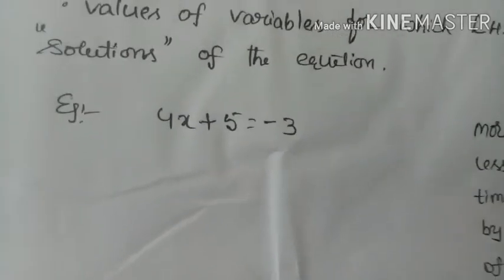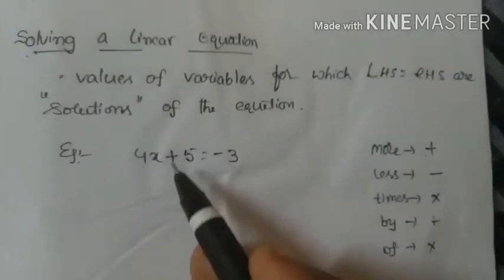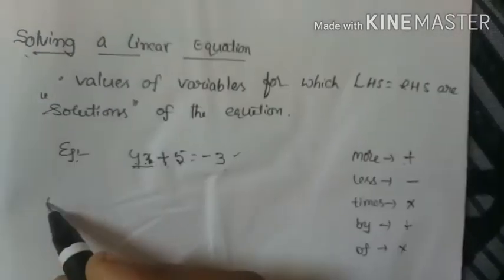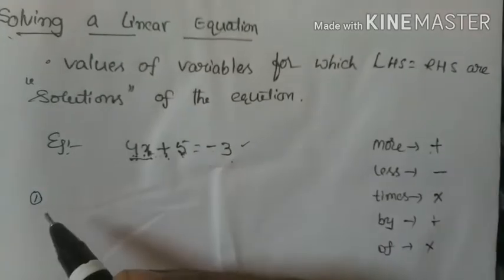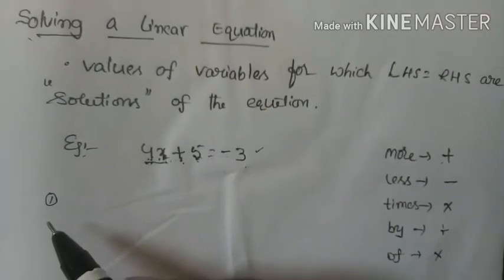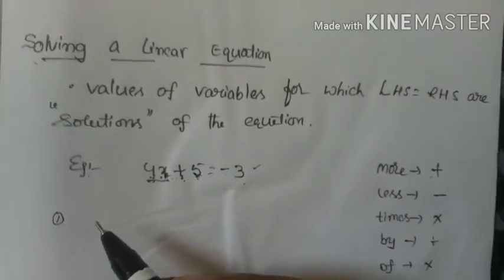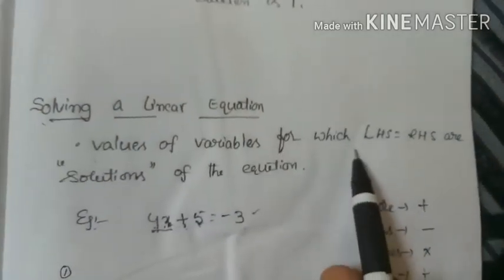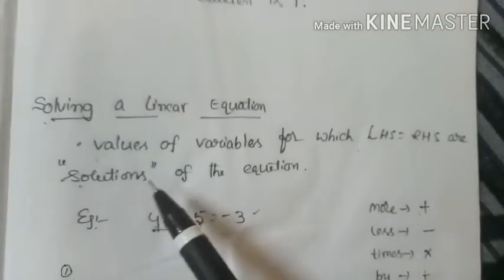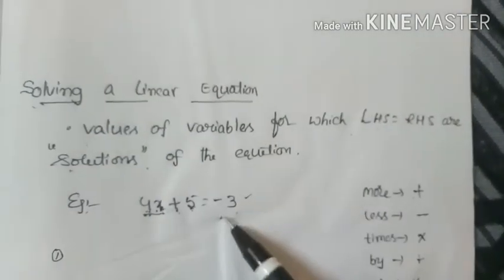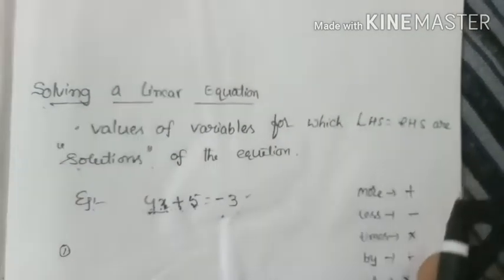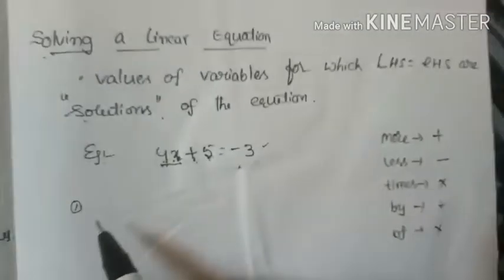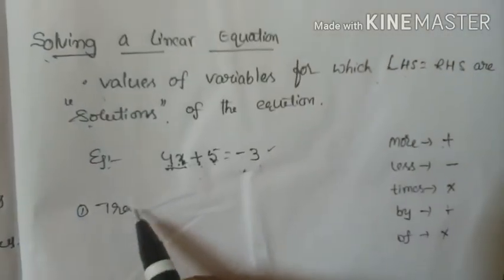4x plus 5 is equal to minus 3. Now tell me, in 4x, what is the variable? We know two methods. One is the balancing method, another is the transposing method. So first, solving a linear equation: the values of the variable for which LHS is equal to RHS are solutions of the equation. Okay. Now I am using the transposing method.